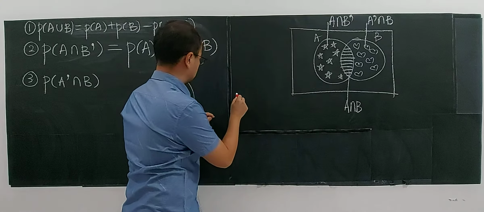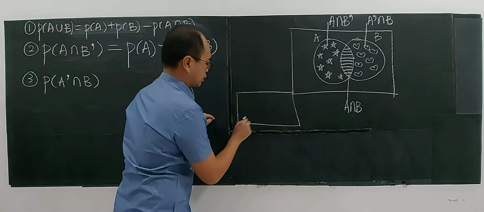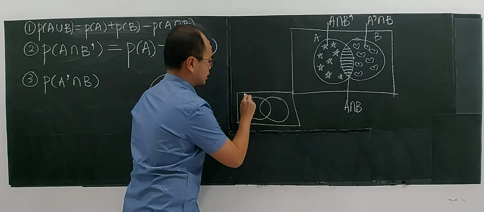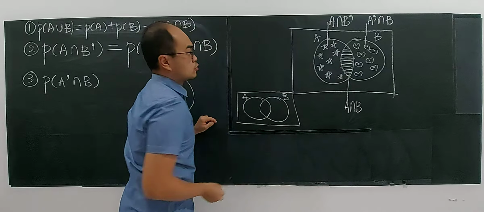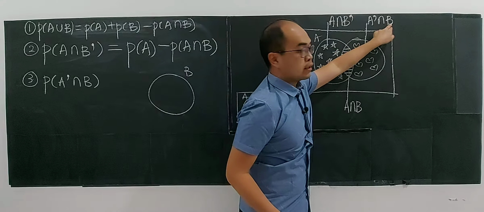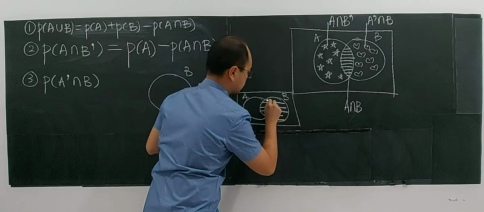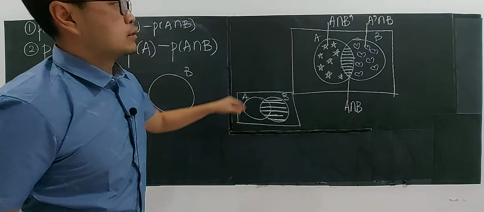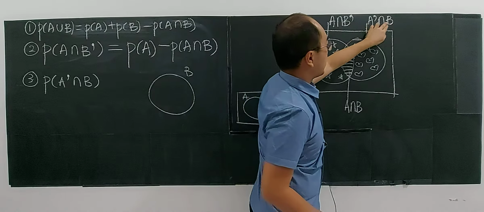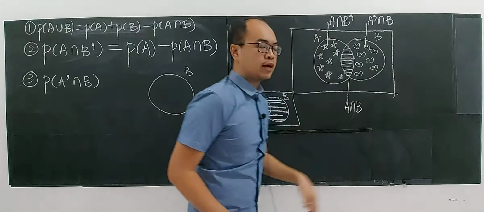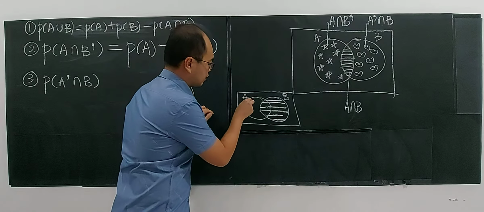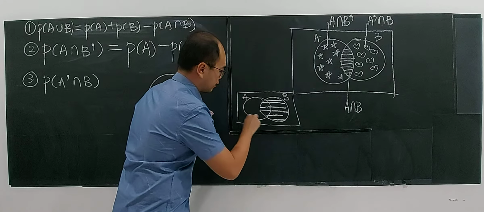You can draw a Venn diagram. There's event A and event B. So when you say B, this is B. So where is the intersection? The intersection between B and the complement of A. Where is the complement of A? Complement of A means outside of A, right?